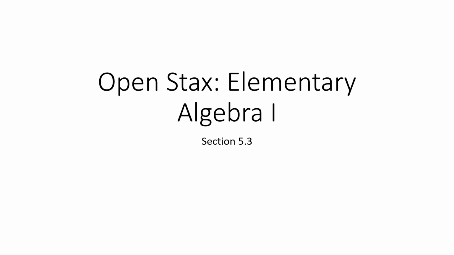Okay, so we are continuing with lines. We've got one method left for finding out where they intersect. We have done graphing, which had its limitations just because it's hard to graph, then get a clear intersection point. We had substitution, and now we have one called elimination.